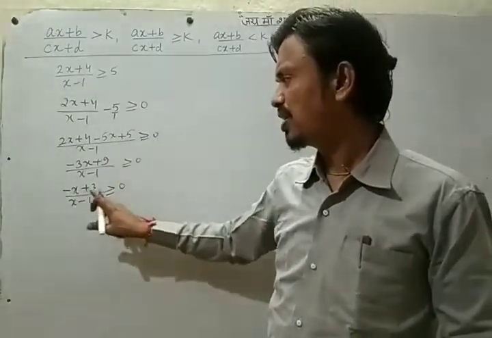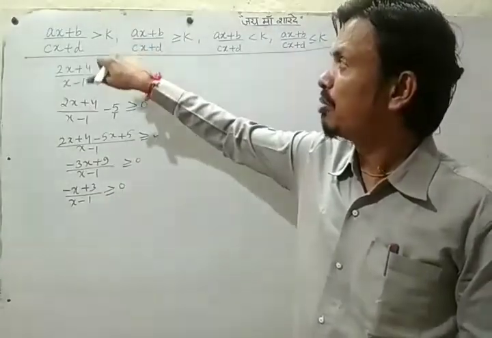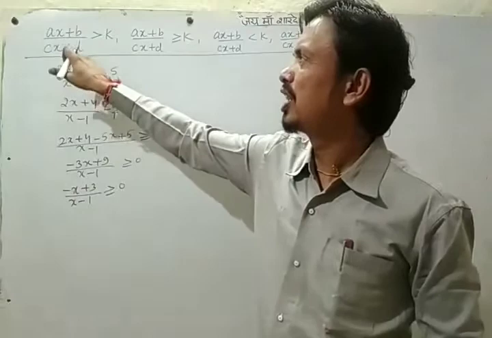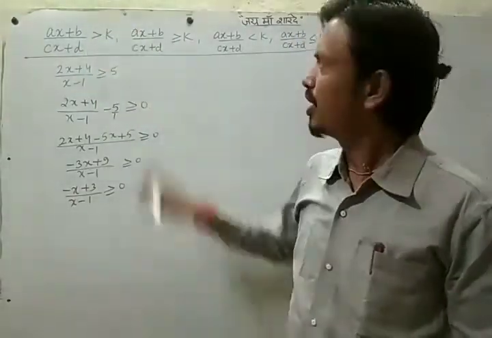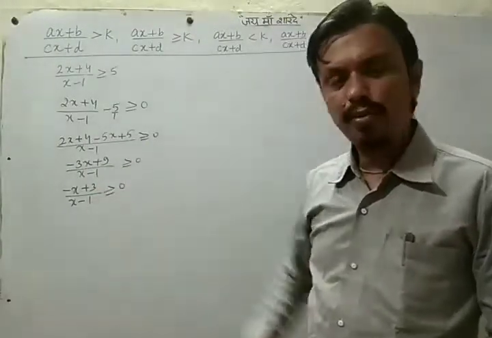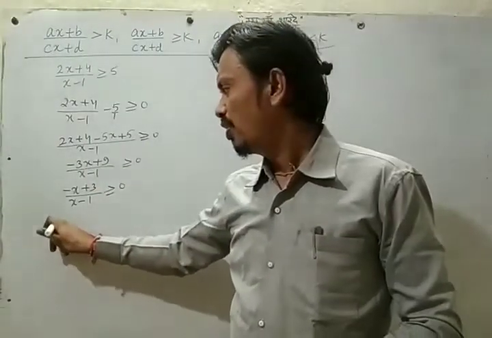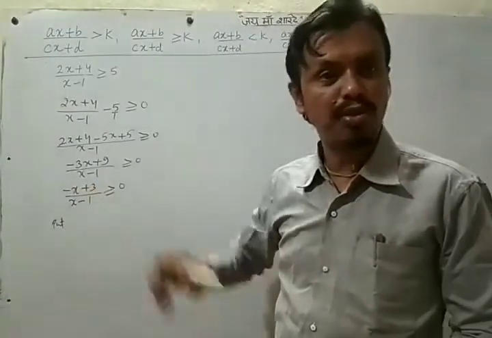So (-x + 3)/(x - 1) ≥ 0. So our equation becomes (ax + b)/(cx + d) ≥ or ≤ 0. That is simplified, so we have an equation like this. So now what to do? We have seen for which values of x this will be ≥ 0.